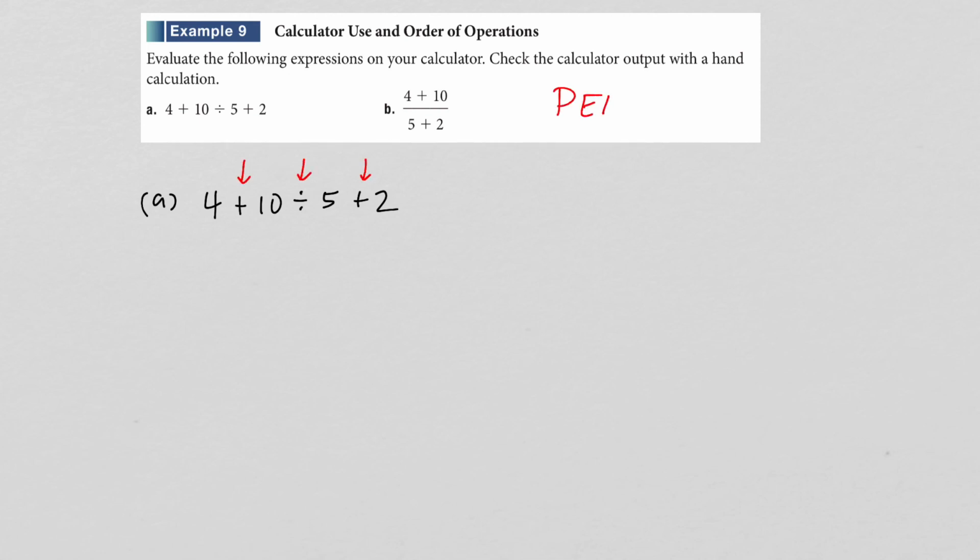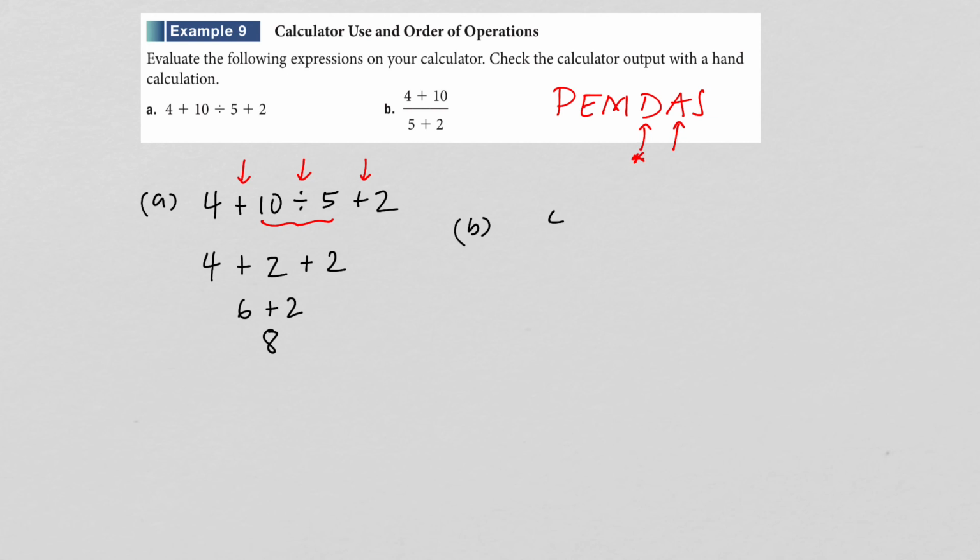Remember that if you have addition and division, division comes first. So we should be doing 10 divided by 5 first. So this is 4 plus 10 divided by 5 is 2, and then plus another 2. And now we just have addition, and we can just do that in order. 4 plus 2 is 6, and 6 plus 2 is 8.